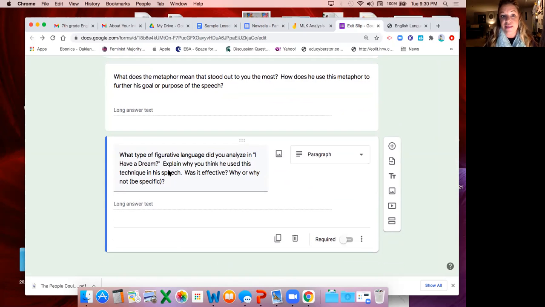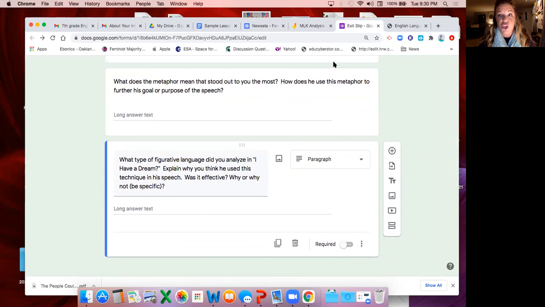And then explain what type of figurative language they did in their groups, and explain why they think he used this technique and if it was effective. So they get the opportunity to evaluate it. Of course, I did not require this because this is a pretend assignment for you.